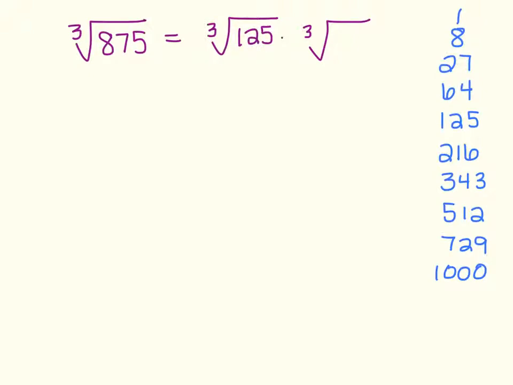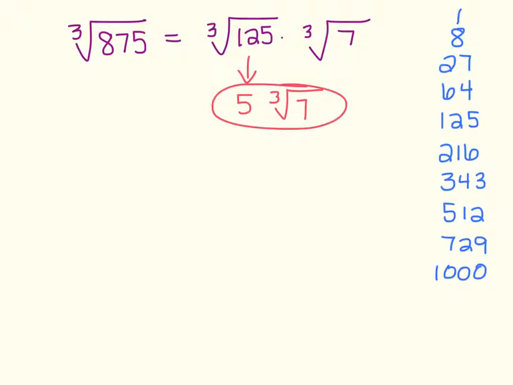And then let's see, 875 divided by 125 is going to be 7. By the way, I did cheat and use a calculator on that. Again, I would not expect you to know how to do all of these off the top of your head. And then I know that I can do the cube root of 125 because it's a perfect cube, because it's on my list. So the cube root of 125 would be 5, and that would be 5 times the cube root of 7. And that's simplified.